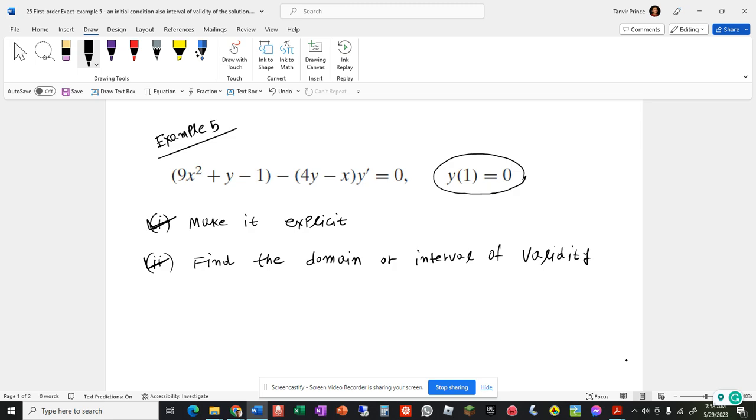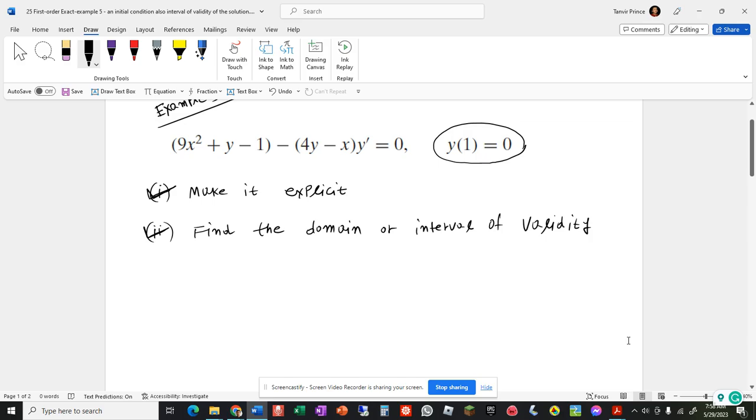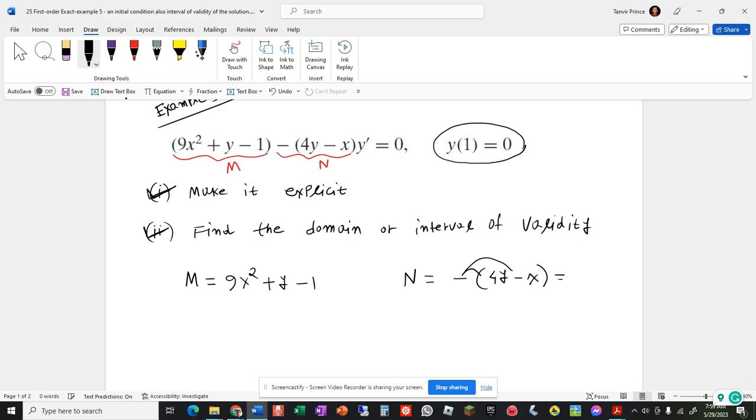So we'll think about that later. Let's just find the general solution first. So you always start by identifying M and N. So let's write it down. So my M is 9x squared plus y minus 1, and the N is negative 4y minus x. I know I will always distribute that and just write x minus 4y. It's easier to handle.